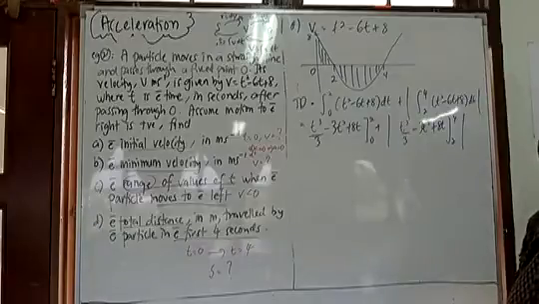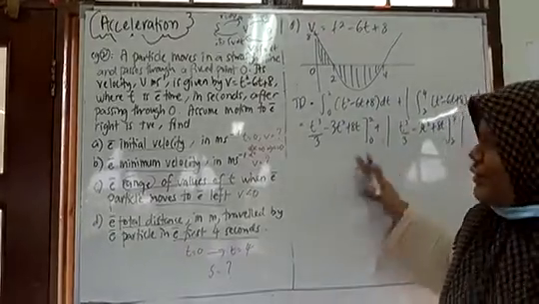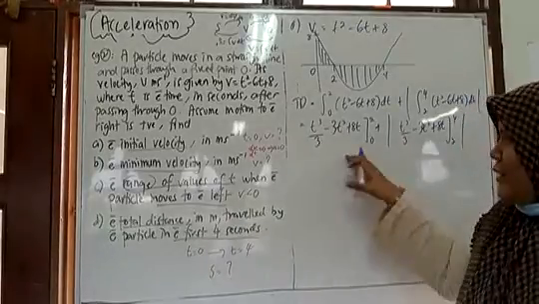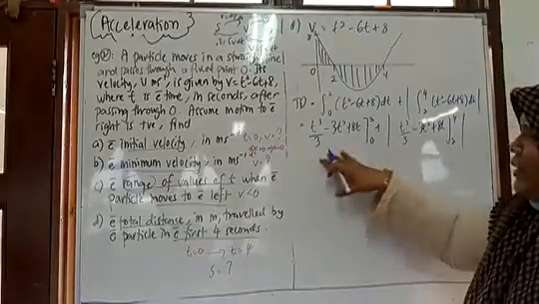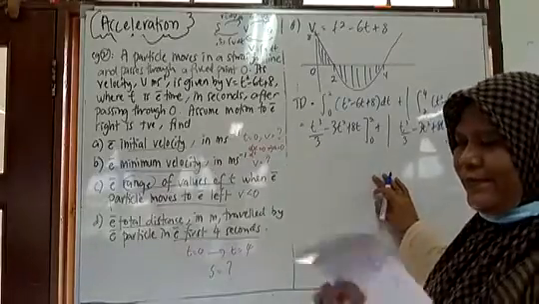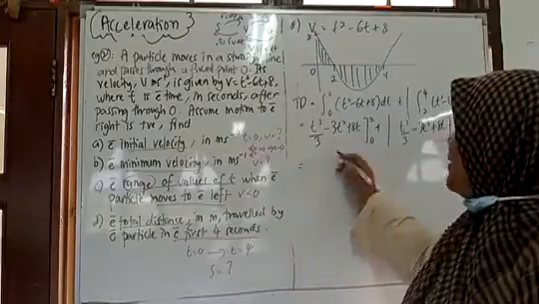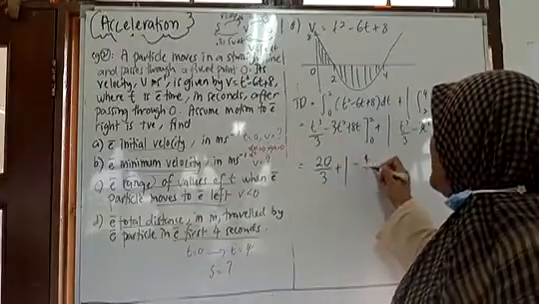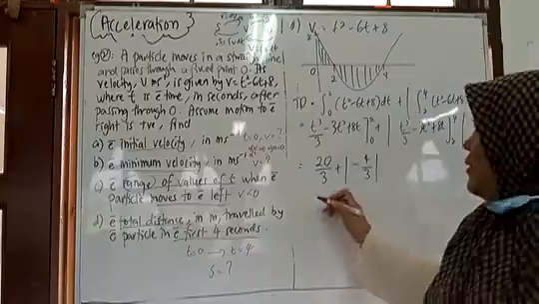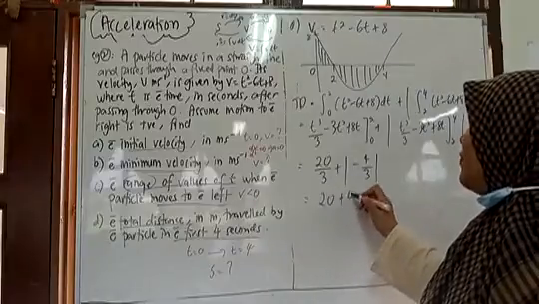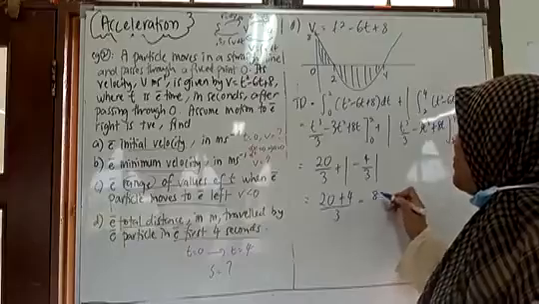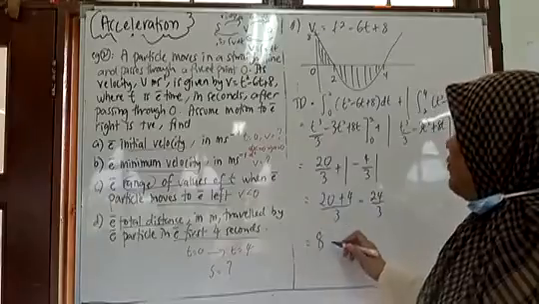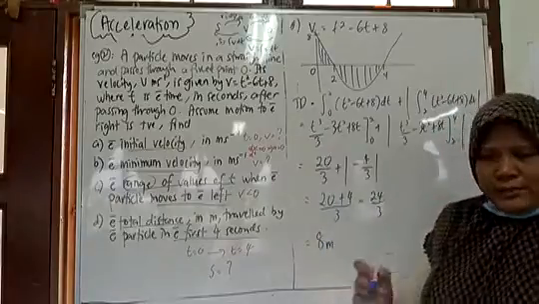Again, show the substitution of the values in this expression. Then we will have 20/3 plus the modulus of negative 4/3, which is the same as (20 + 4)/3. So we have 24/3. So actually our total distance for the first 4 seconds is 8 meters.